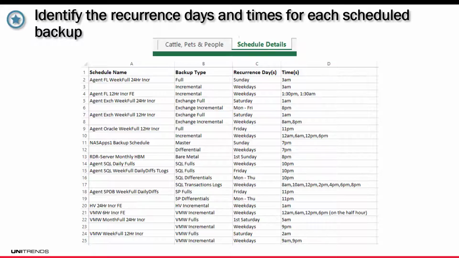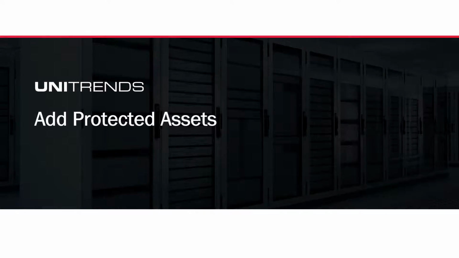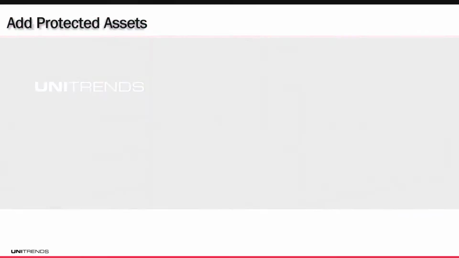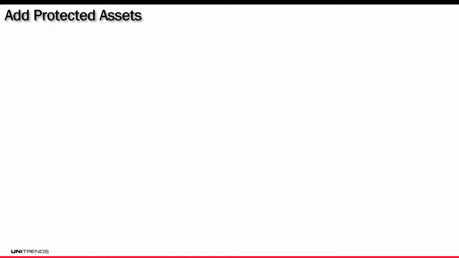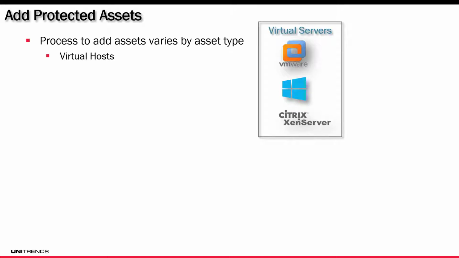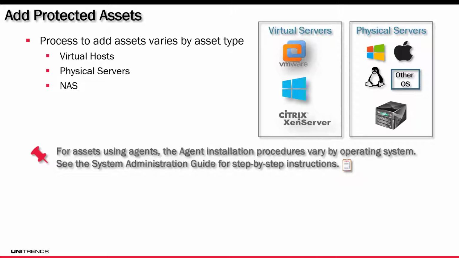Break this stuff out on paper so you know the level of each asset and the times and recurrences of each backup type you're going to run across those assets. Now, when we look at adding your protected assets, the process varies based on that asset type. Once again, virtual host, depending on if it's VMware, Hyper-V, or Citrix Xen server, or the physical servers. Everything from running agents across Windows, Linux, Mac OS, all the other operating systems that we support, or if it's NAS, running CIFS or NFS or NDMP.